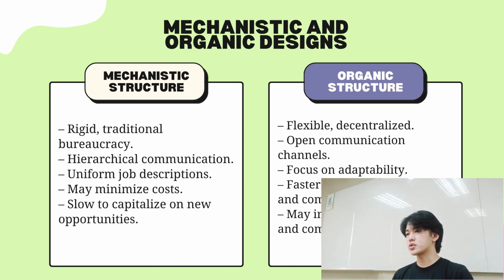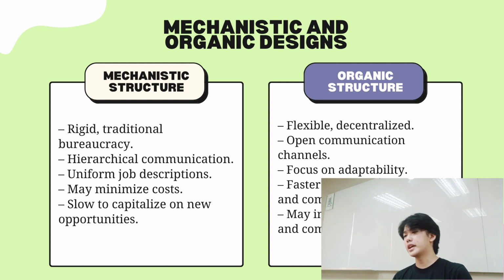Mechanistic and organic structures are two contrasting approaches to organizing work within an organization. Mechanistic structures are characterized by strict hierarchies, formalized procedures, centralized decision making, and uniform job descriptions. This structure may minimize cost but fits best with a slow changing environment. The mechanistic structure is slow to react or capitalize when new opportunities arise.